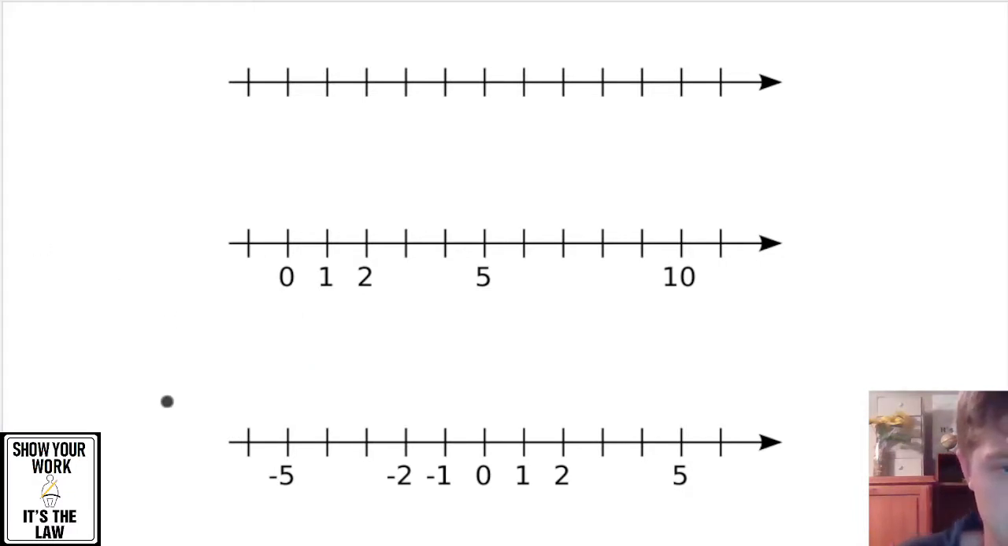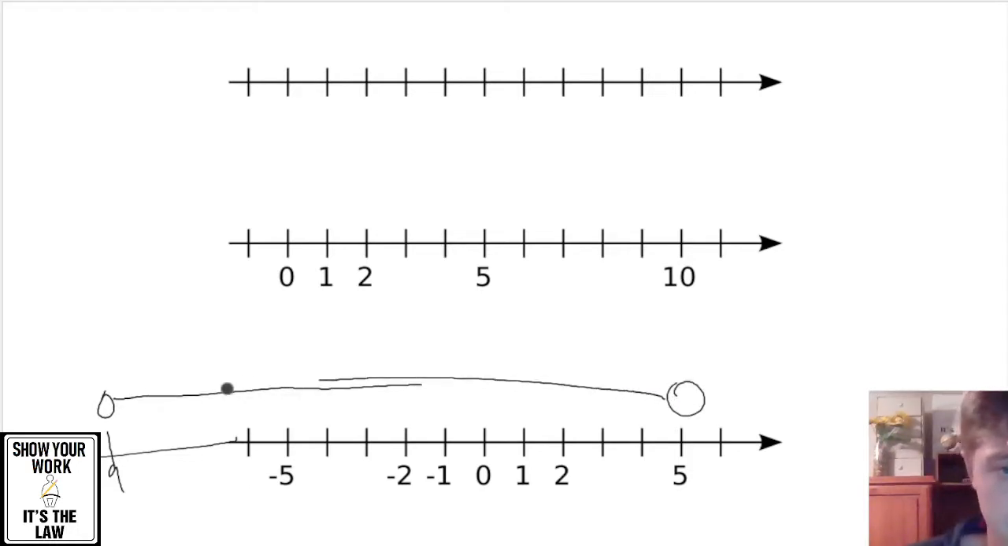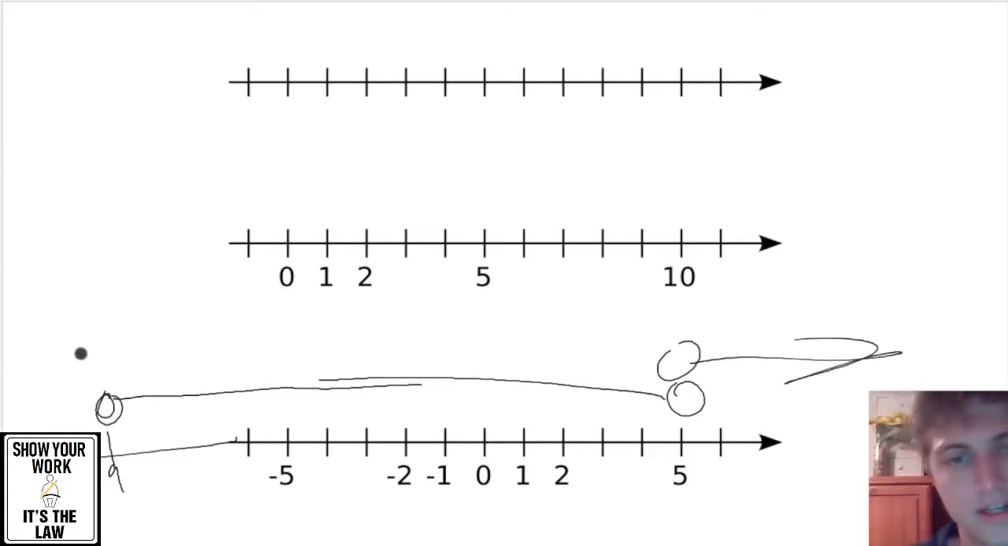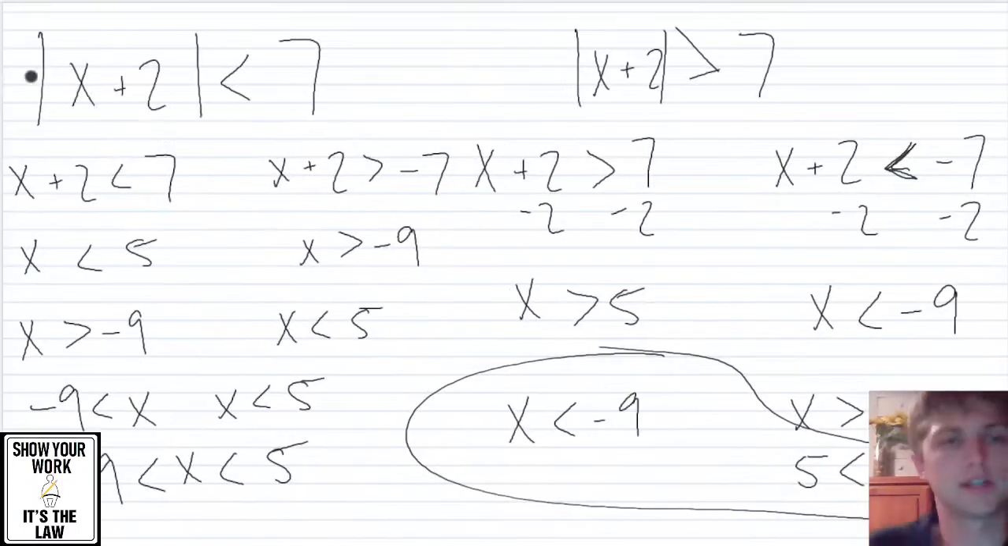So we said x is greater than negative 9. So x is greater than negative 9, but x is also less than 5. And if we look, we've got a nice line segment as opposed to before when they shot out in each direction. So let's take a look at another example here from the book.